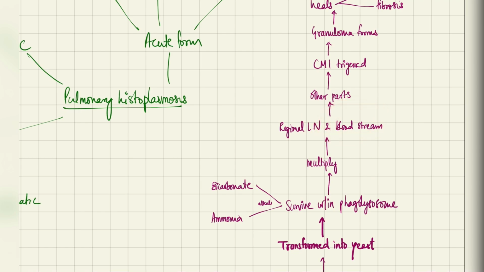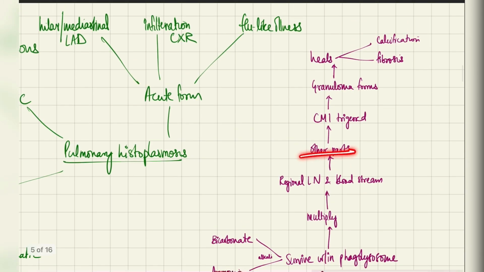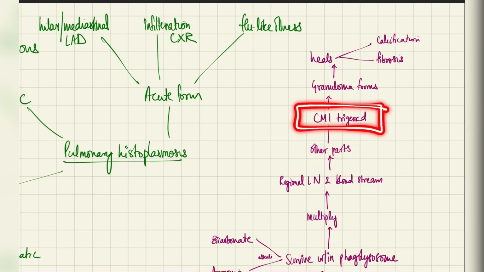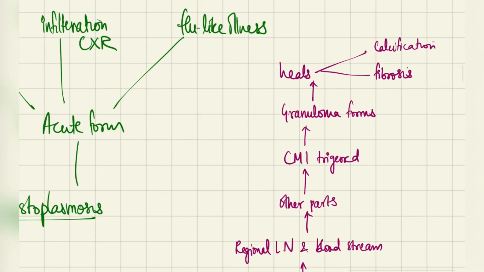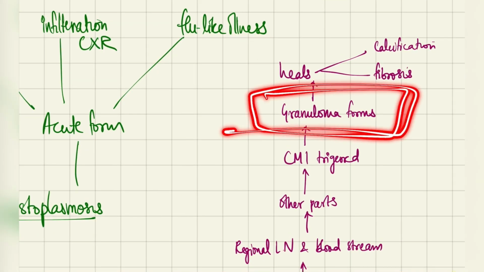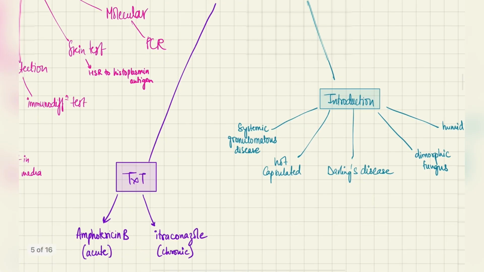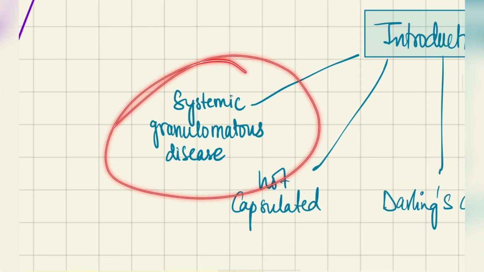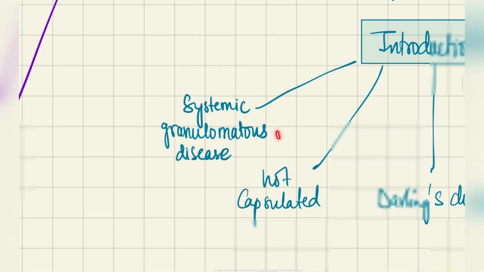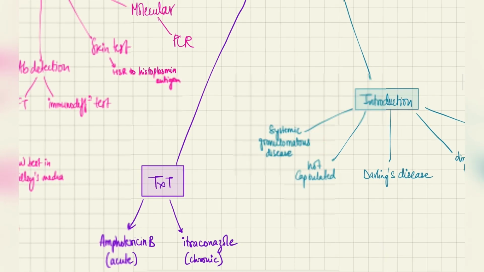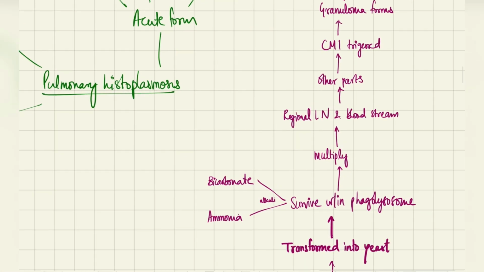They spread to other parts, and as they are spreading throughout the body, they trigger cell mediated immunity. This leads to the formation of a granuloma, the most characteristic feature, because we saw in the definition this is a systemic granulomatous disease. Systemic because it spreads to many parts of the body, and granulomatous because cell mediated immunity triggers granuloma formation.